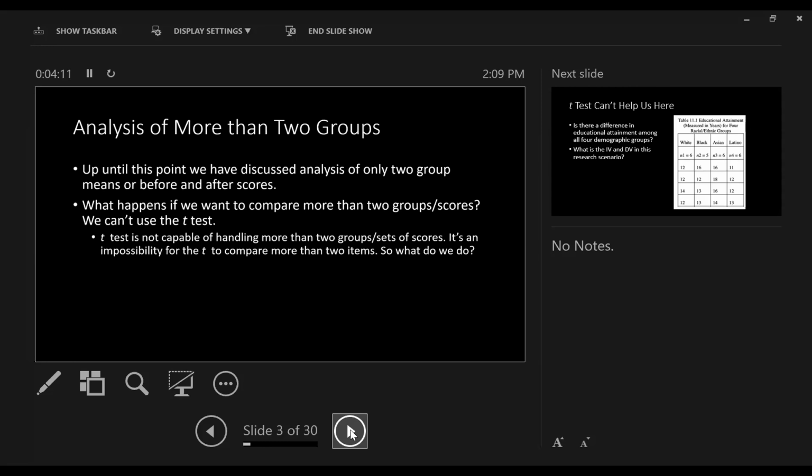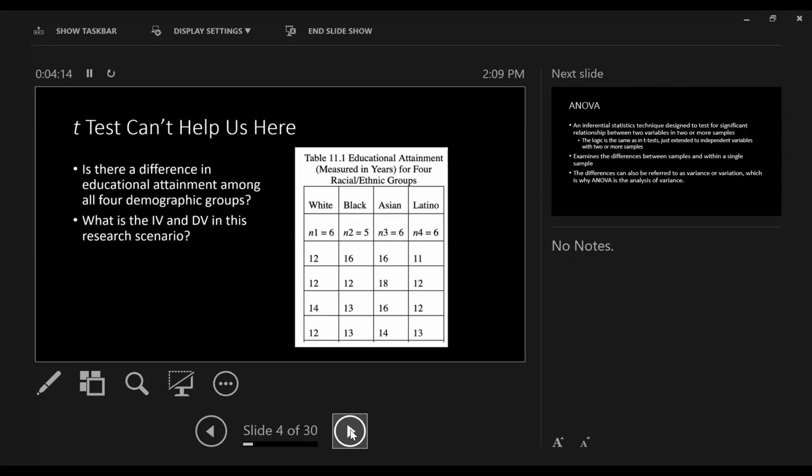Because of that, then steps in a new analysis, specifically an ANOVA. This is very similar. This is different data than what I've given you, but it's the same idea. In this particular example, we've got 4 different racial groups and educational attainment for each, and you can see the N here for each of them. How could we calculate if there's a difference in the educational attainment between those 4 demographics? Like, how could we do that?